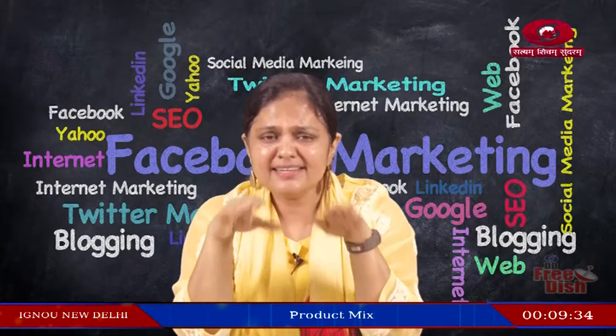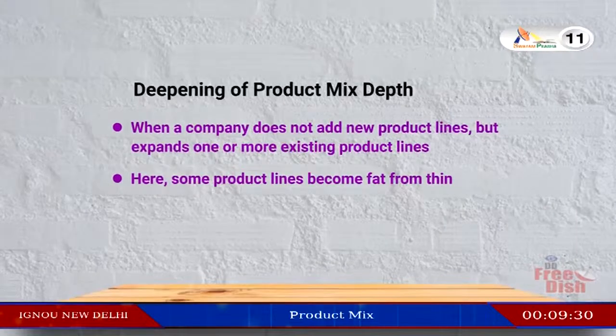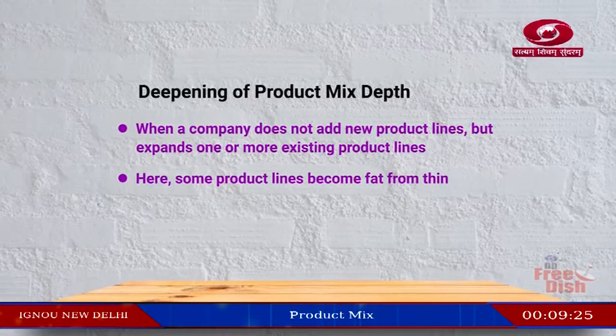So in this case, what is happening? Maybe some product lines become fat from thin. Earlier they had 4, now they have 6 products in the product line. So they have expanded the product mix.